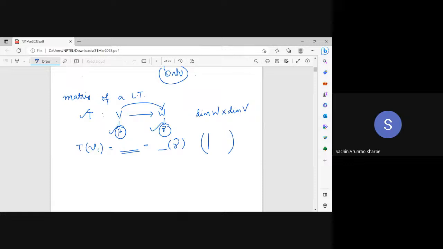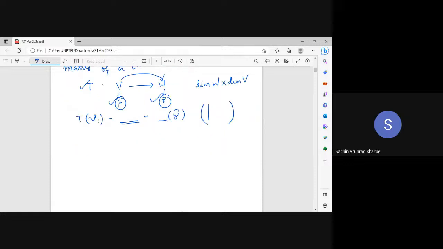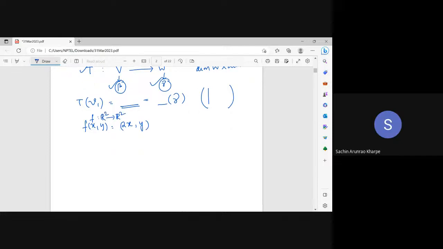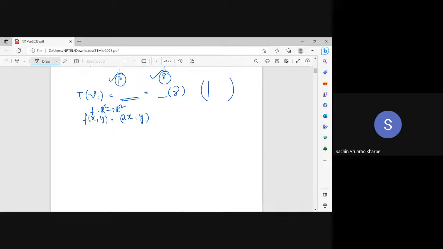Yes, ma'am. So just one example. One is given f(x,y) equal to 2x, 2xy. No, this is not a linear transformation. Say I have this, say from R2 to R2. Correct. Okay, then 2x,y is given and now V equals W, both are the same. Yes, V is W. And beta and gamma are given as both the same, (1,0) and (1,1).